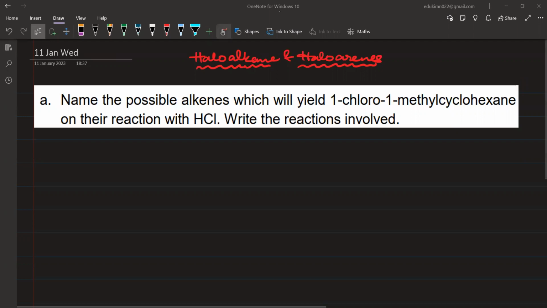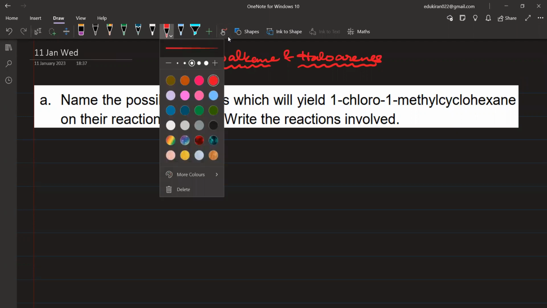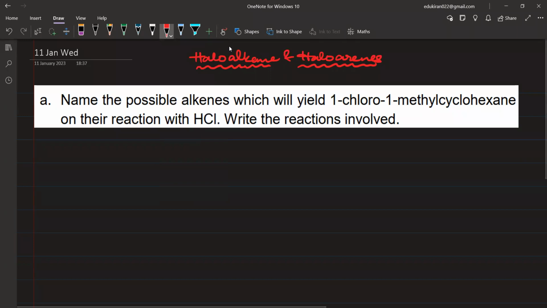Okay, I hope all of you have understood the question. What you need to make, we have to prepare 1-chloro-1-methyl cyclohexane. So this can be produced from alkene, right? You can have alkene, which is going to give you this product.